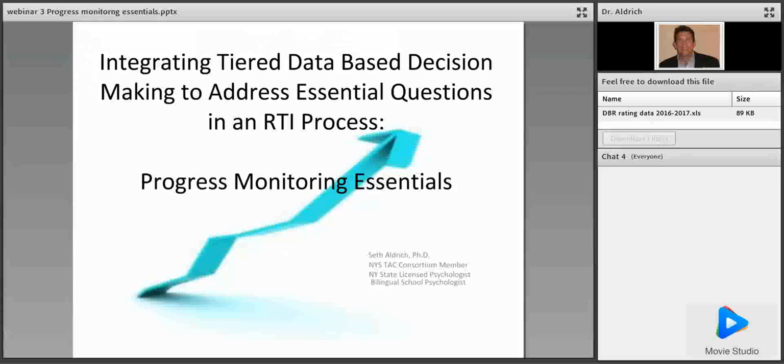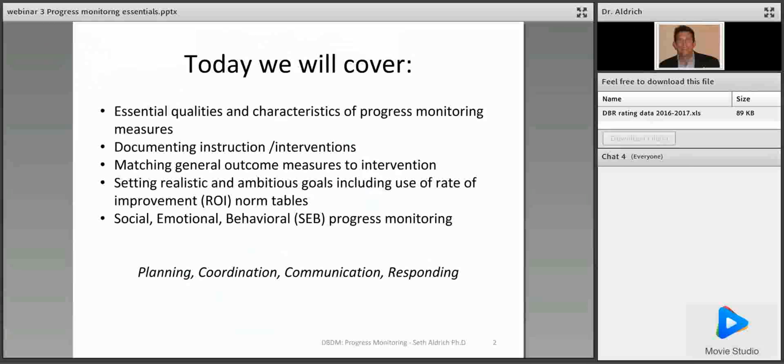Hi, everybody. As Molly was saying, today we're going to focus on progress monitoring essentials. The topics that we're going to cover today are essential qualities and characteristics of progress monitoring measures. What are important things to consider when you're selecting those measures? We're going to talk about how to document instruction and interventions. We have to know what we're monitoring when we're planning and executing progress monitoring. We'll talk about matching general outcome measures to intervention.